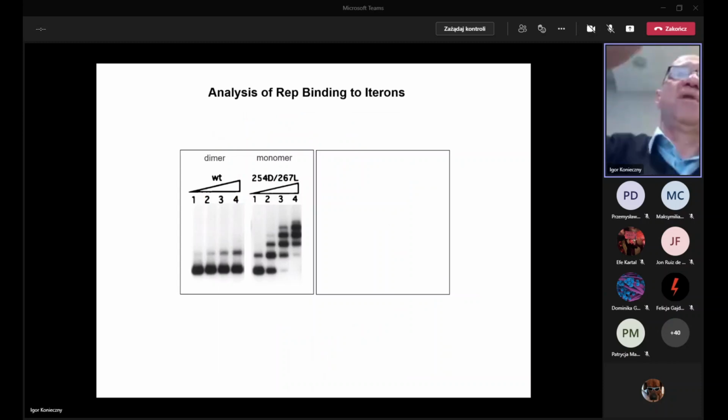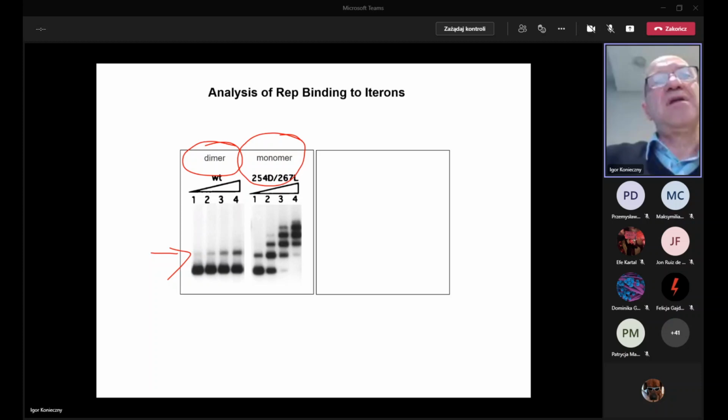And this is very true. If you compare the dimer interaction of REP dimer with iteron containing DNA, it's pretty weak. And when you look at the monomer interaction with DNA, you see that the bands appear, and there is no question that the protein interacts with the DNA fragment containing iterons. And we can even count the number of iterons: 1, 2, 3, 4, at least 4, maybe even the 5th one in here. So the important information is that it is not that replication initiator in whatever form interacts with iterons, but it must be in monomeric form.